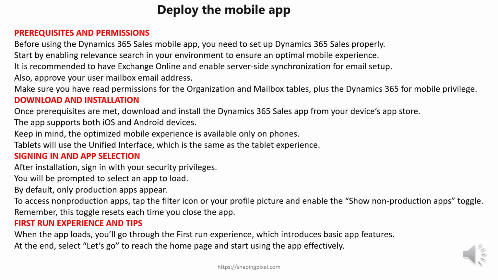Signing in and app selection. After installation, sign in with your security privileges. You will be prompted to select an app to load. By default, only production apps appear. To access non-production apps, tap the filter icon or your profile picture and enable the Show Non-Production Apps toggle. Remember, this toggle resets each time you close the app.